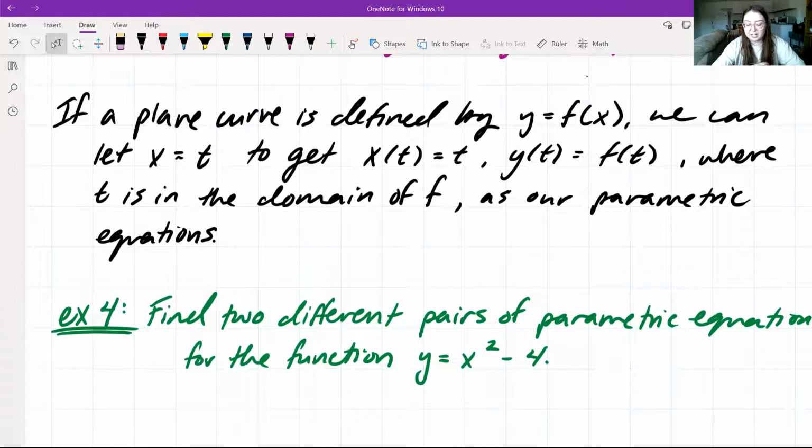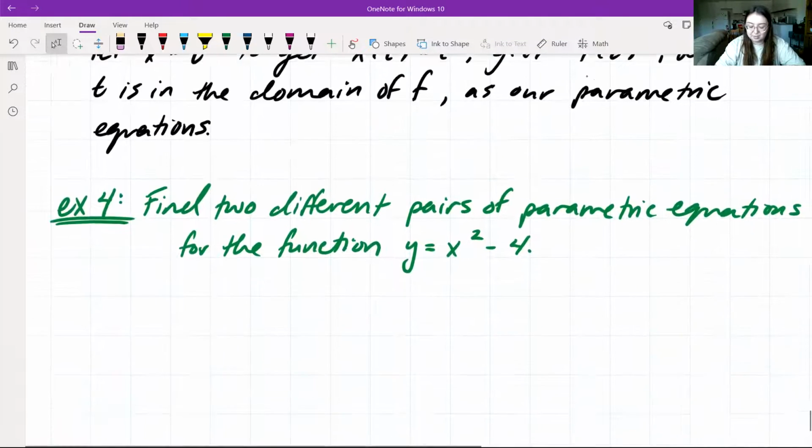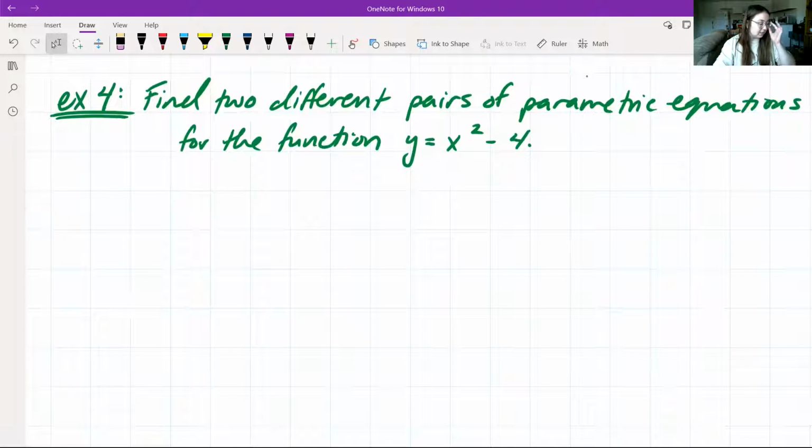So we're really just stating here that if we have our rectangular equation y is equal to f of x, we can replace x with x of t, where x of t is equal to t, to easily get a new equation of y is equal to f of t, since we replaced x with t. So we can go ahead and do an example of this. Example 4, we want to find two different pairs of parametric equations for the function y is equal to x squared minus 4.